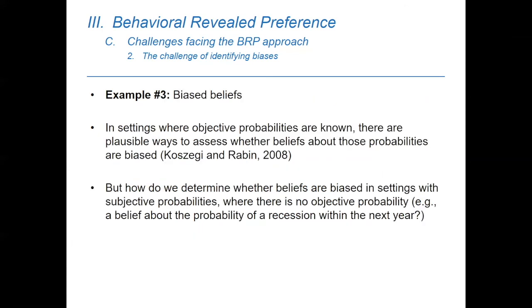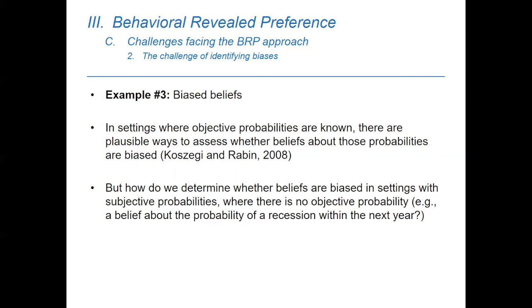For my third example, I want to come back to the case of biased beliefs. Now, in settings where objective probabilities are known, there are plausible ways to assess whether beliefs about those probabilities are biased. Koszegi and Rabin have described some strategies. You can think, for example, about flipping a coin multiple times, having people bet on whether it's heads or tails. And when you see a string of heads, if people start betting on tails, that means that they think that tails is due, not, I think, that they care about the state of nature in which tails is realized intrinsically in a way that's tipping their preferences in that direction. So that's a reasonable inference in that context.